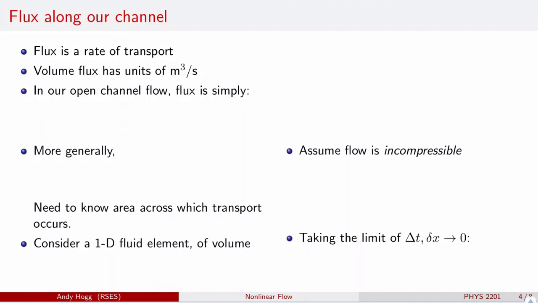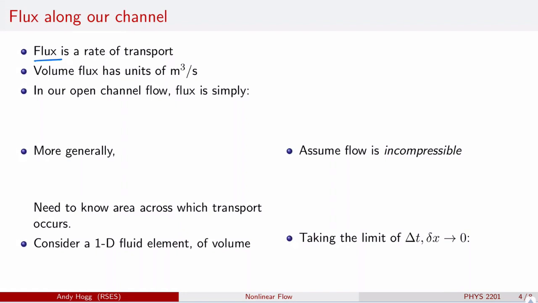I've mentioned that to solve our problem we're going to need one more constraint. So let's get that constraint now, and then we can make a start on our solution. The constraint is essentially conservation of mass, and I'm going to frame this as the conservation of flux along the channel. And to do this I'm going to introduce flux.